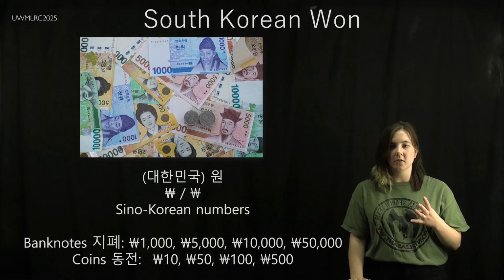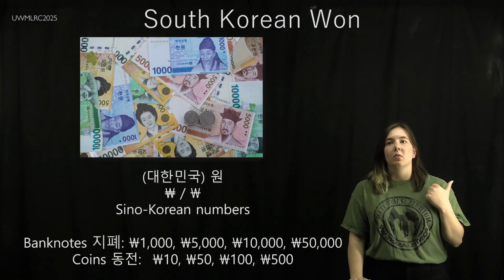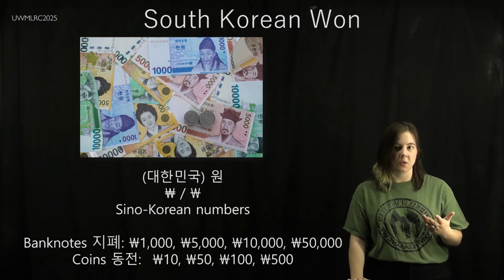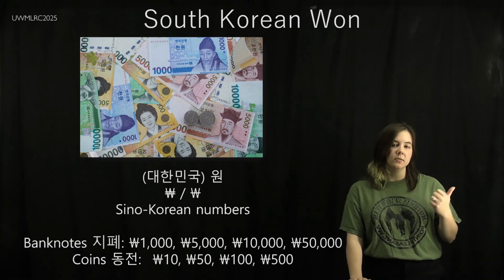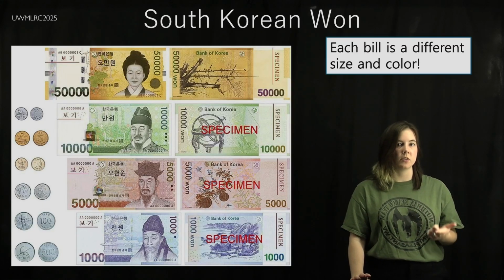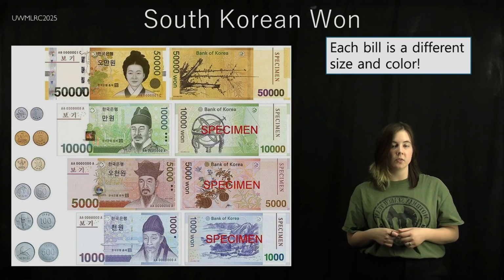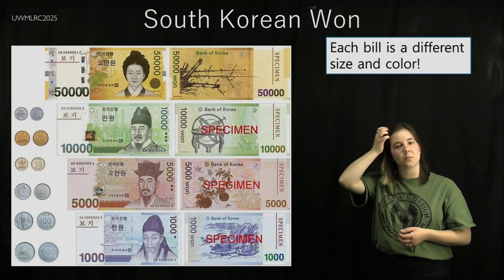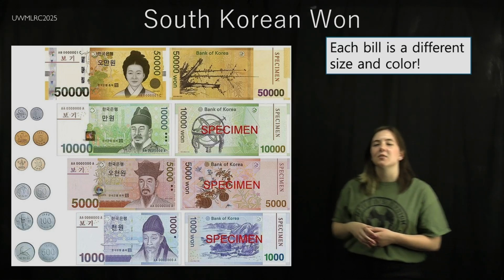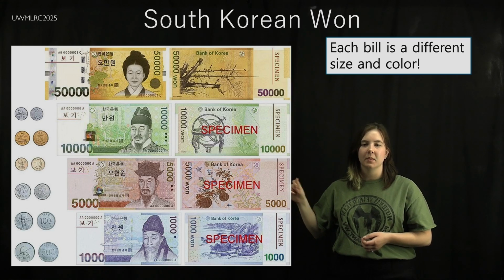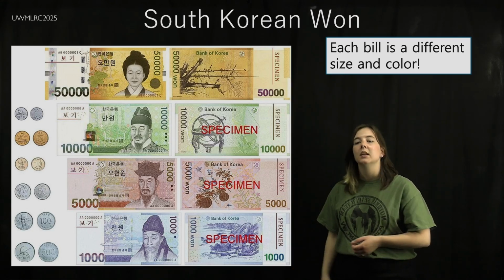So four types of banknotes: the 1,000 won, 5,000 won, 10,000 won, 50,000 won. Coins, you have 10, 50, 100, and 500. The 100 won and the 500 won are the most commonly used out of all of those, but you'll still see 50 and 10 if you make a really weird purchase. And then there's also a 5 and a 1 coin, but we're not going to talk about those.